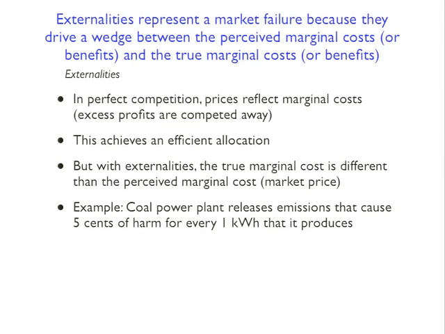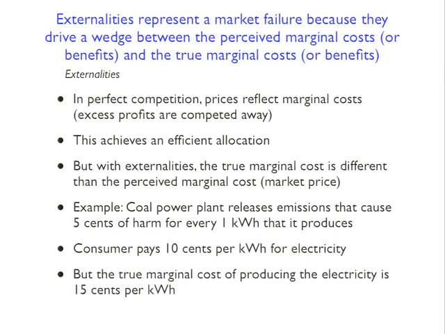So the coal power plant has this negative externality in terms of pollution and global warming, and let's suppose that perhaps there's 5 cents of damage produced for every 1 kilowatt hour of electricity that it produces. The consumer is going to pay 10 cents per kilowatt hour for electricity because that's what the utility is charging them based on the cost of producing the power and some distribution cost. But the true marginal cost of producing electricity might be, say, 15 cents per kilowatt hour.